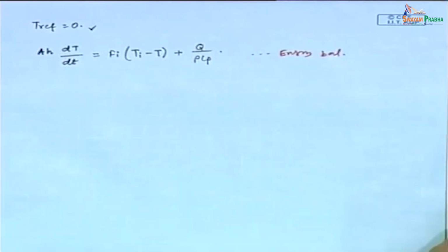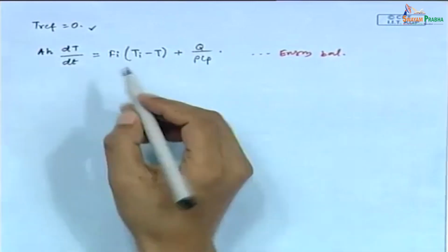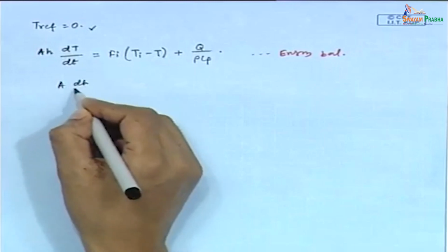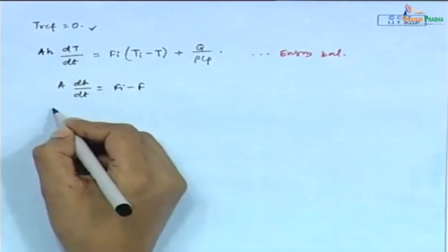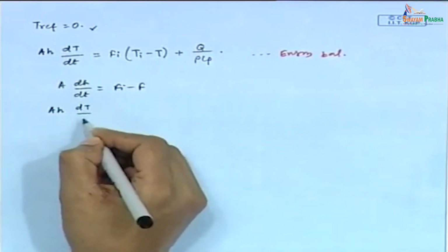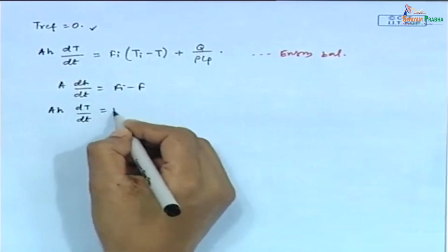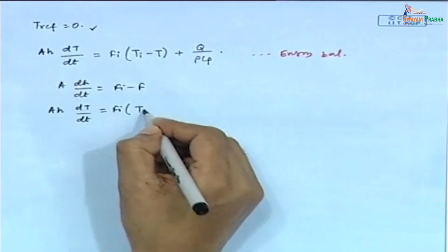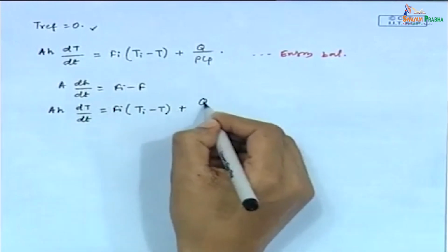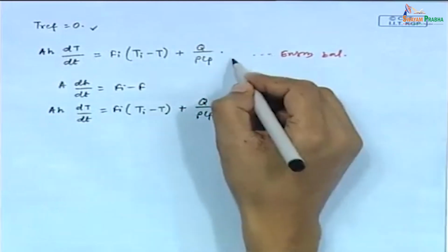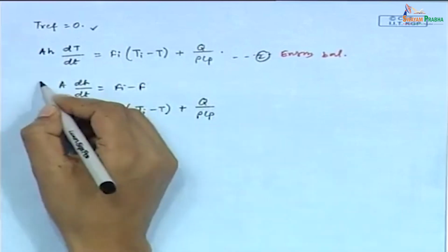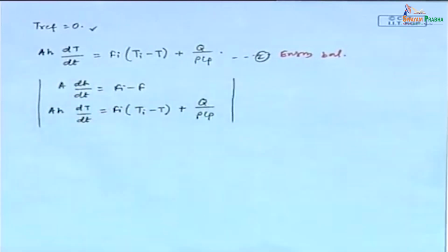Fine. So, there are basically two equations, one is based on total mass balance and another one is based on energy balance. The first one is A dH dt equals to Fi minus F, and this is A dH dt equals to Fi Ti minus T plus Q divided by rho Cp. You give some equation number to this, suppose this is equation number 2. So, this is the model structure.